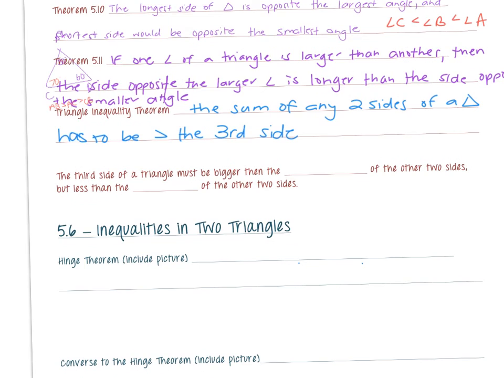Which then led to us figuring out that if I have two sides and I'm looking for the range of the third side, the third side of the triangle must be bigger than what of the other two sides? Bigger than the difference and less than the sum. Good. So if I said two side lengths were 3 and 5, then my missing side has to be bigger than 2 but less than 8.